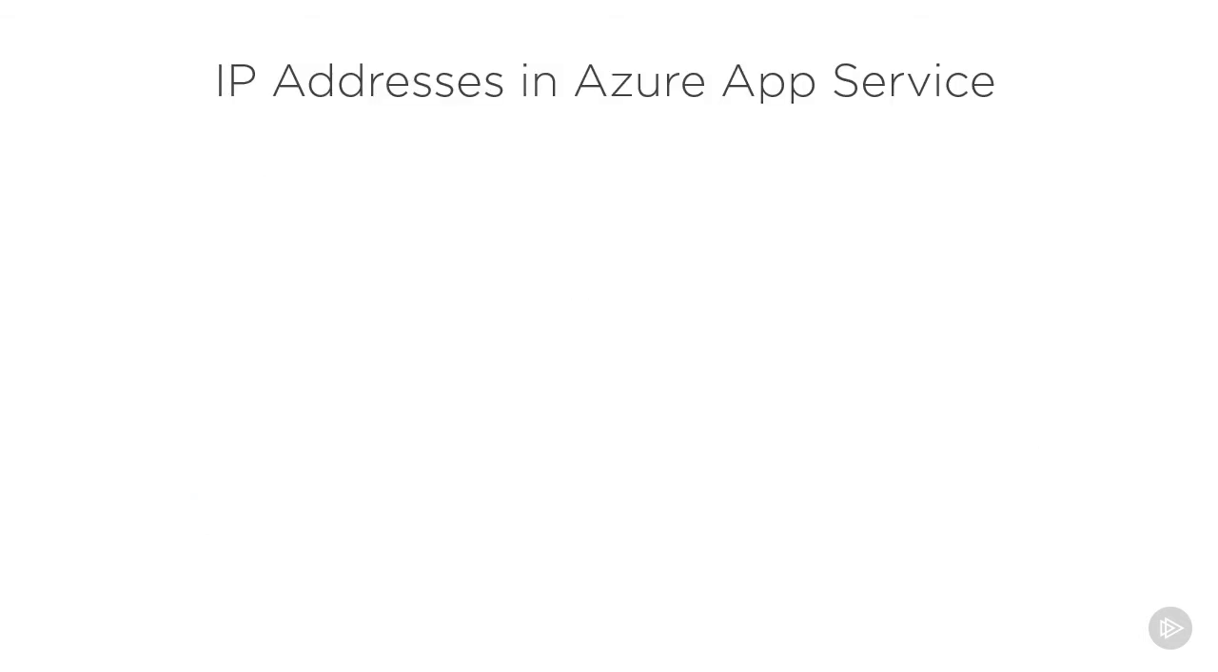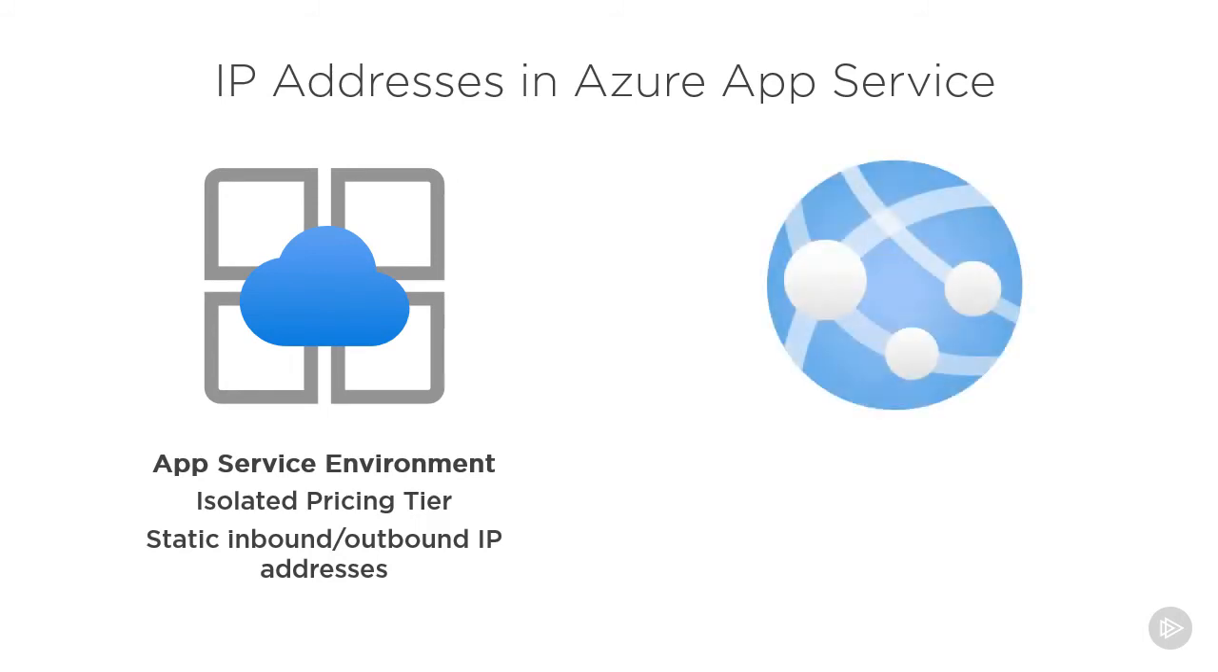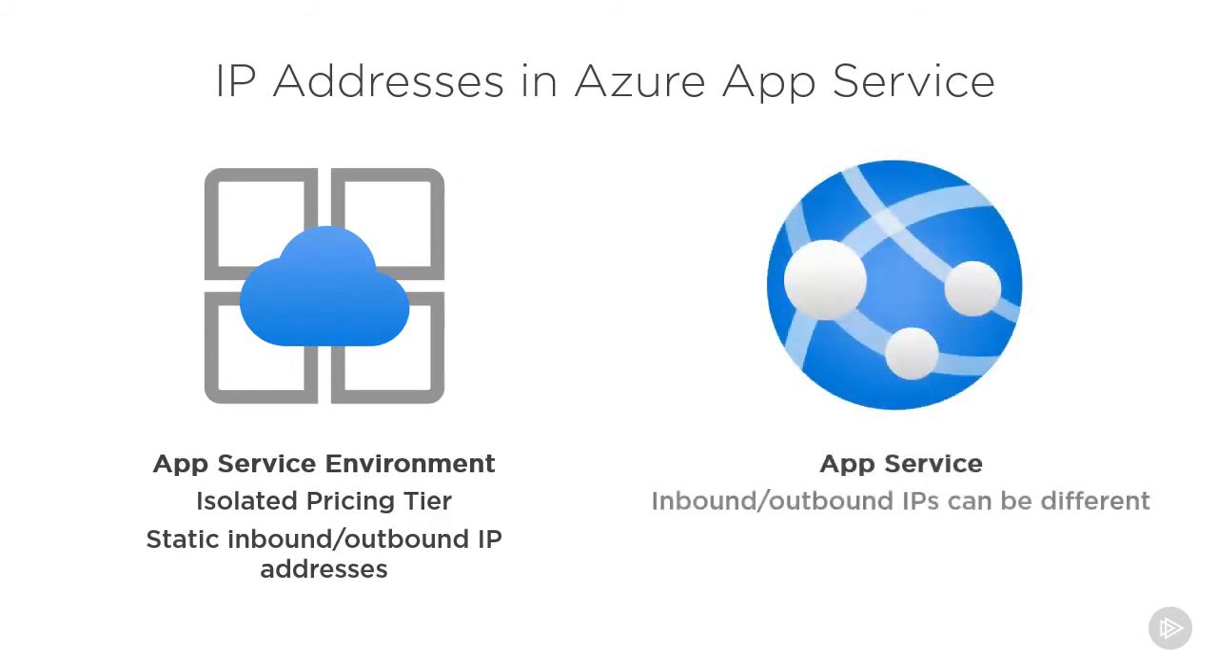Now let's talk a little bit about IP addresses and DNS records. App Service is a multi-tenant service where network infrastructure is shared. It's only when you move to the isolated pricing tier, or App Service environments, that you get dedicated networking. With ASE, apps get static dedicated IP addresses for inbound and outbound communication. But on the other pricing tiers, like the standard pricing tier that we've been creating the examples in so far, the inbound and outbound IP addresses of an app can be different, and they can even change.